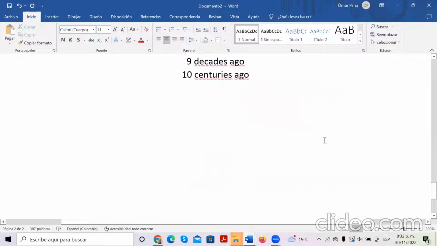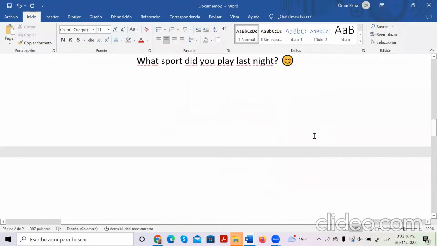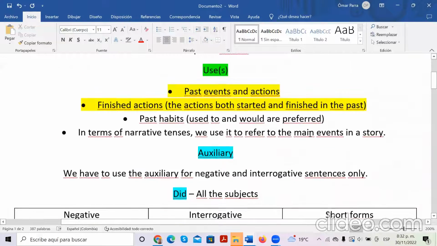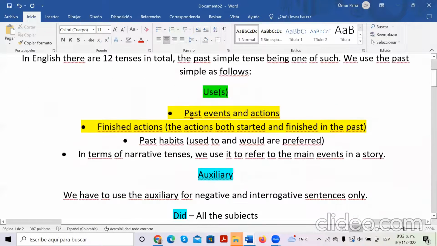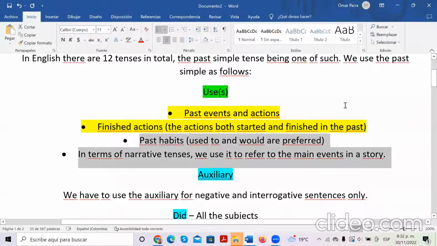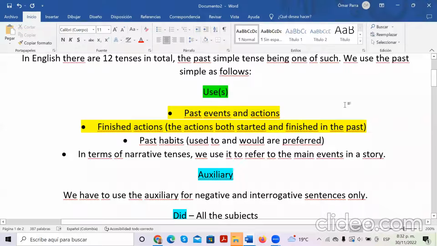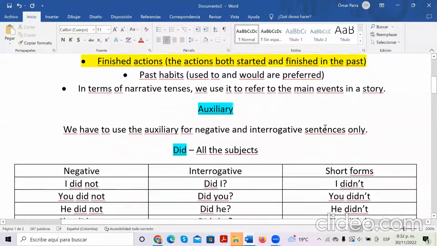Okay, and that's pretty much how the past simple works. We have affirmative sentences, we have negative sentences, we have interrogative sentences. We use the past simple for past events and actions, for finished actions. These are other uses that we're not going to study today. We will study that later on during our process, but it's important that you know.